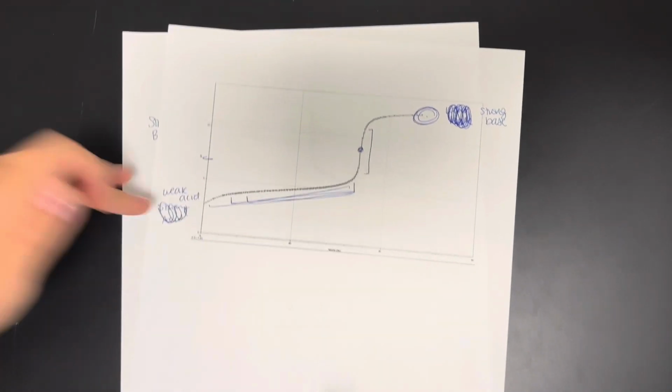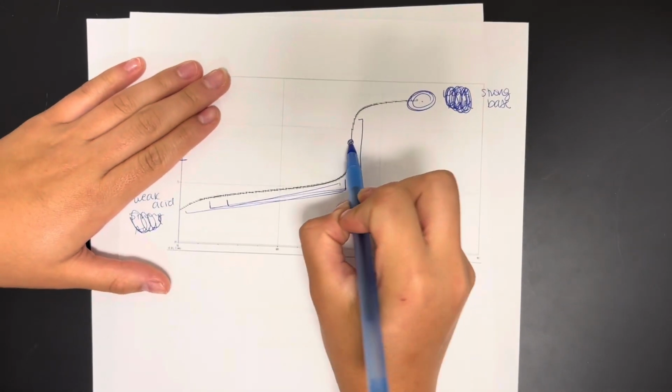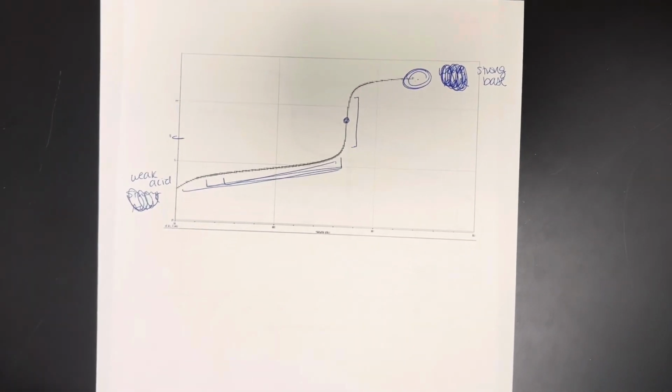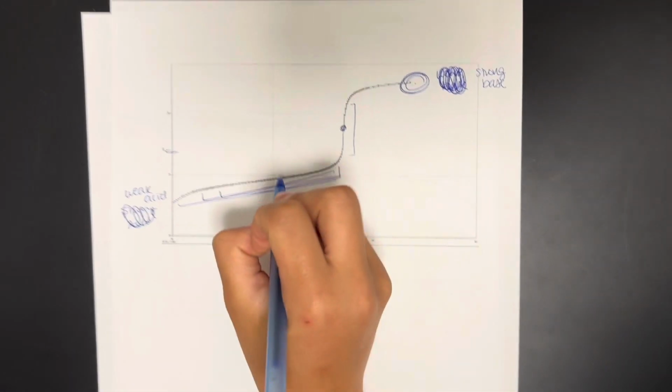Okay, so now that we have our weak acid and our strong base, you can see here, this is the equivalence point. Roughly halfway to the equivalence point is the buffer. Put that point at say right here, roughly.